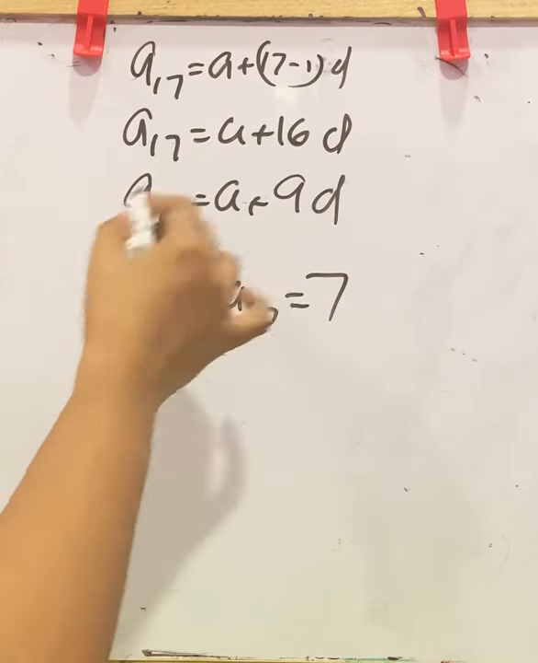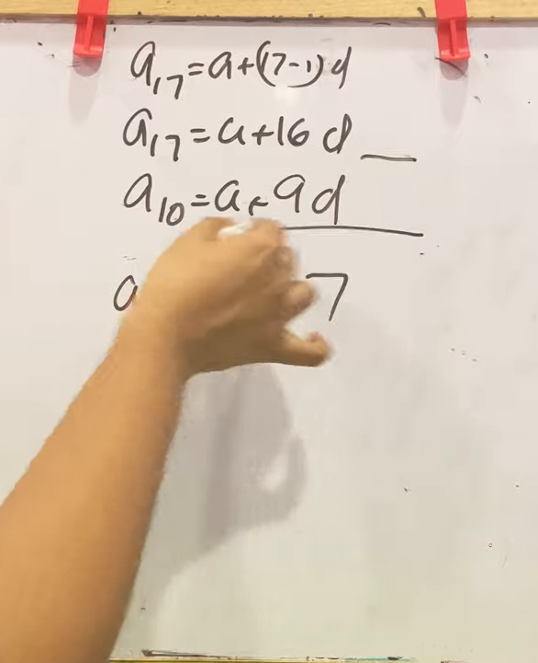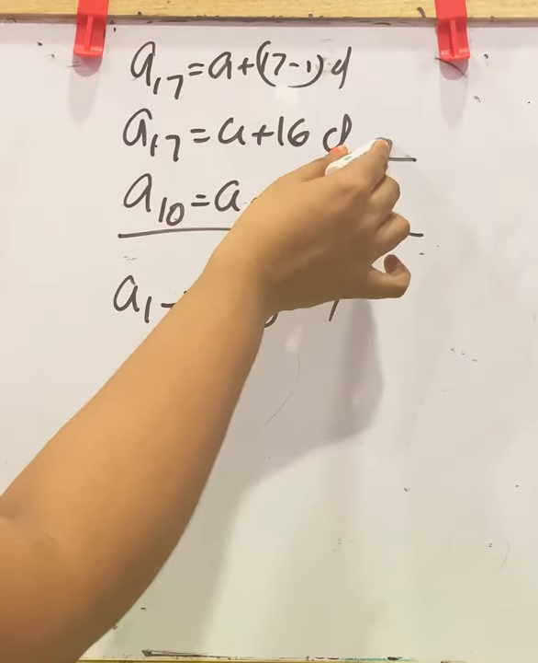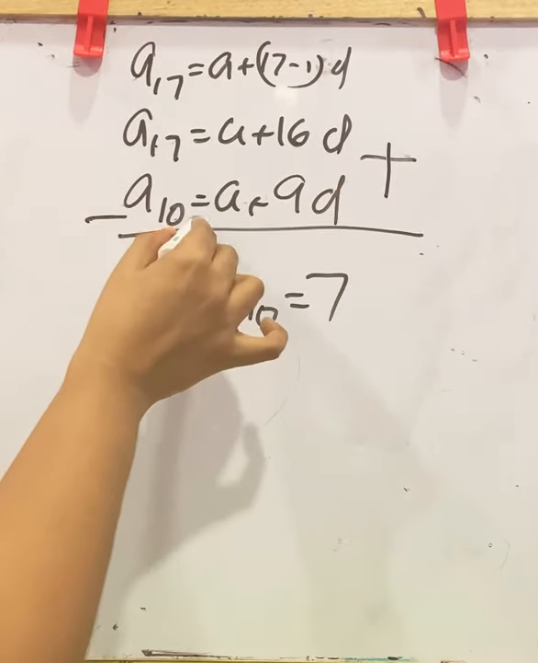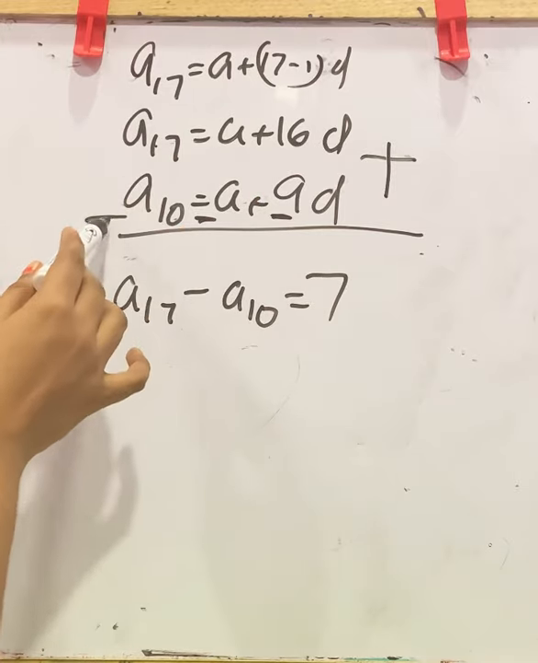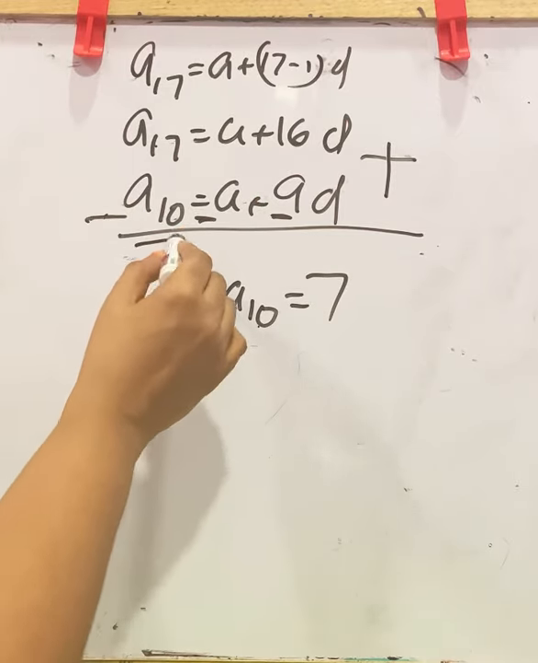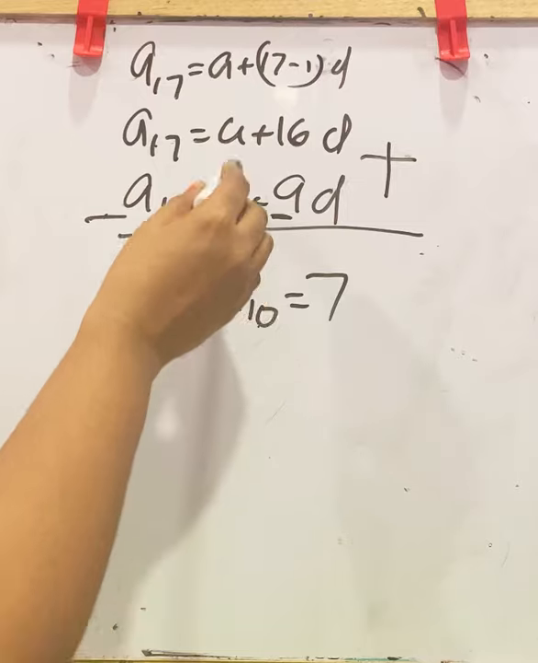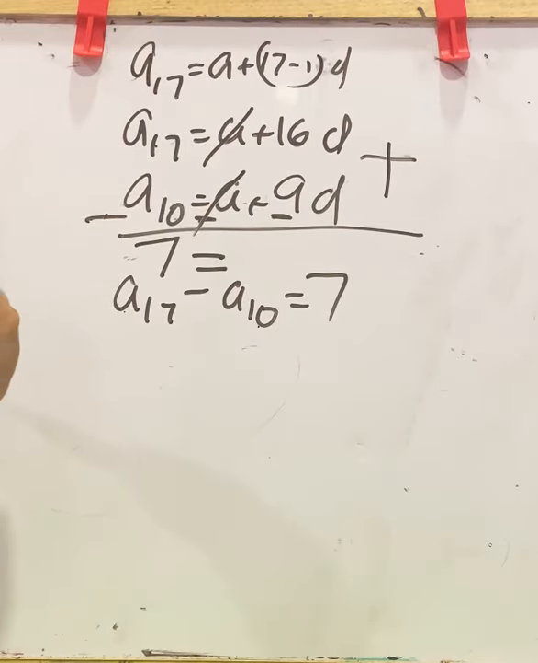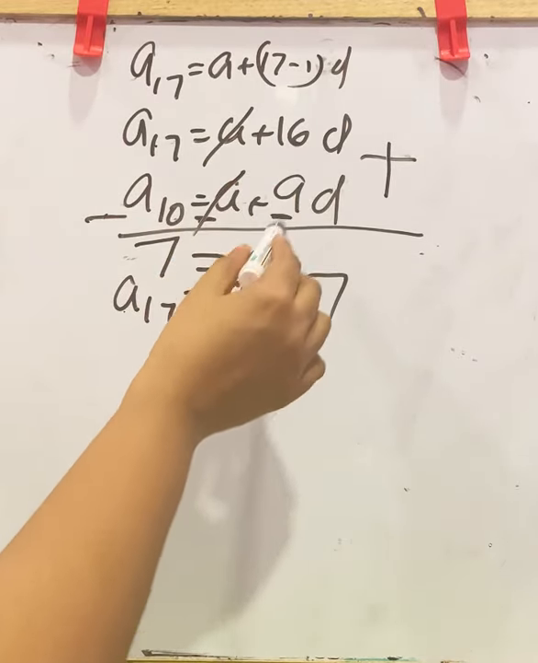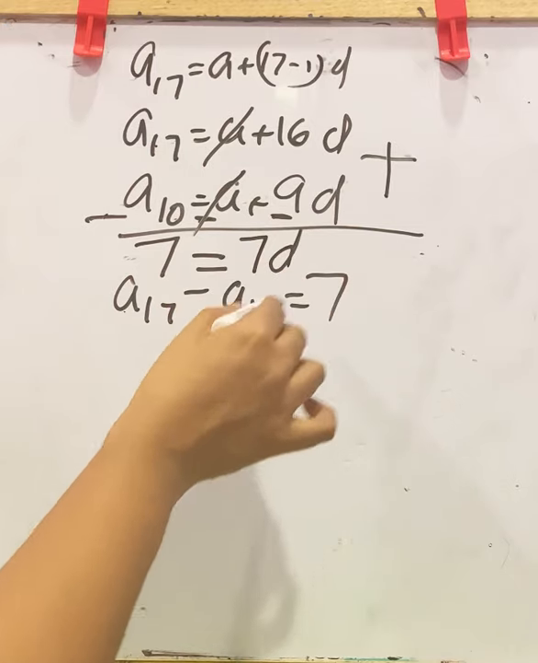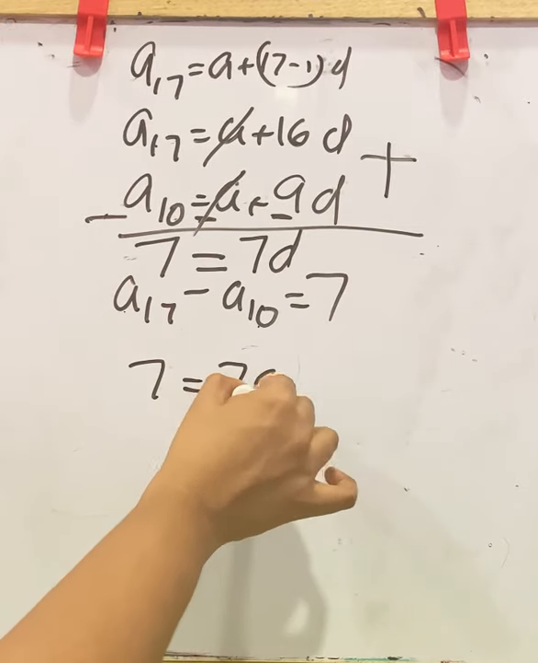So you will subtract these equations. Subtraction. A17, here you will make it addition. Change the signs of the next equation. A17 minus A10, that is 7, as given in the question, equals A and negative A get cancelled. 16D minus 9D is 7D. So 7 equals 7D.